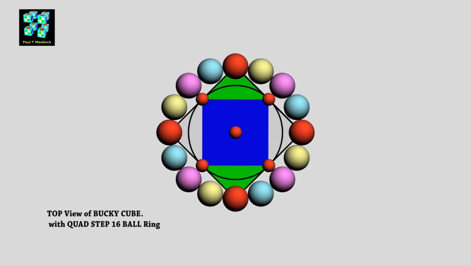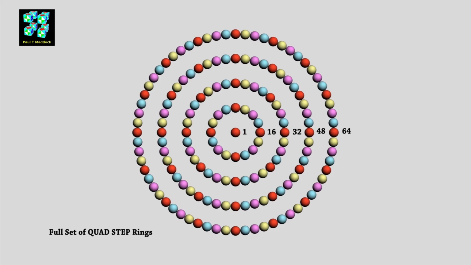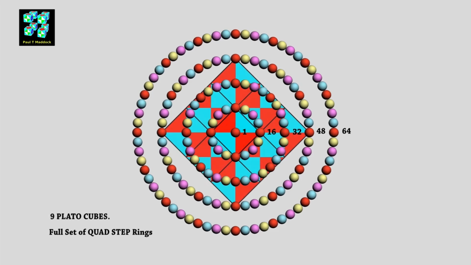Now by using quad-step rings and Bucky cubes and Plato cubes, we have the foundational geometry for the 118 elements. To start this, I'll show you the set of rings for quad-step. Now I'm going to bring in the first cube, and this one is going to be a Plato cube. The next cubes will go around the one in the middle, just like a bricklayer.